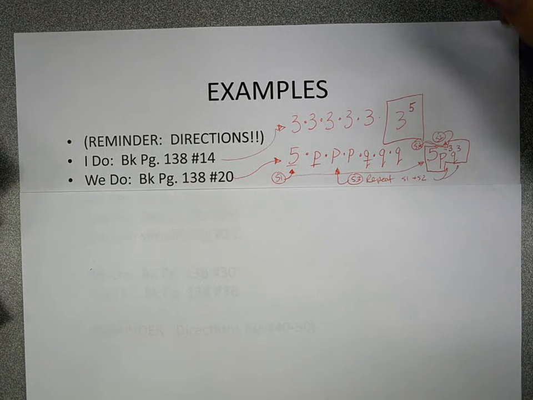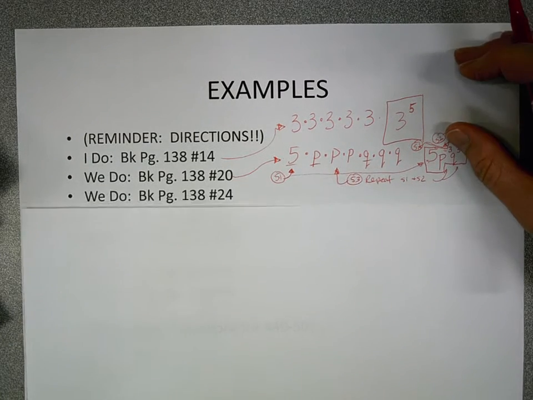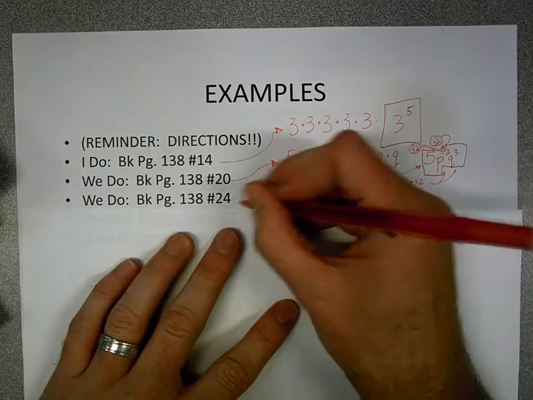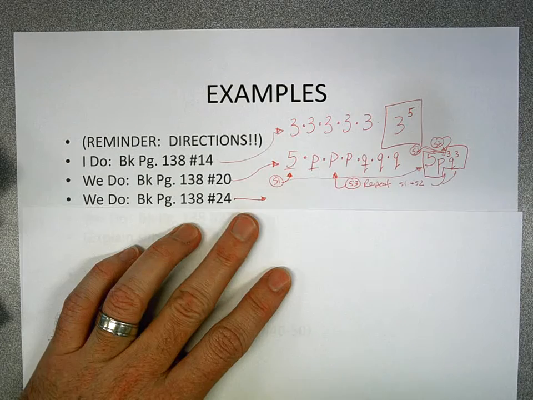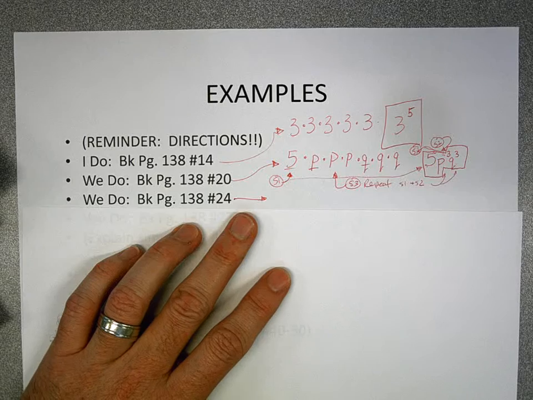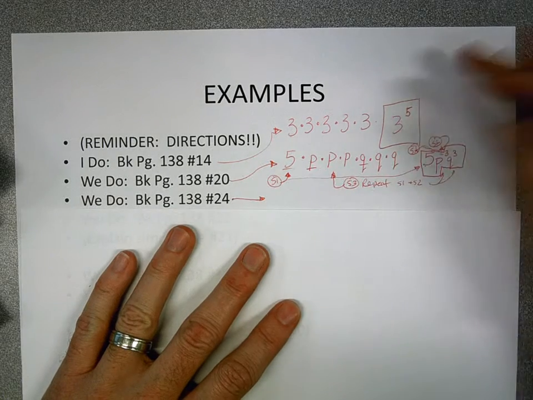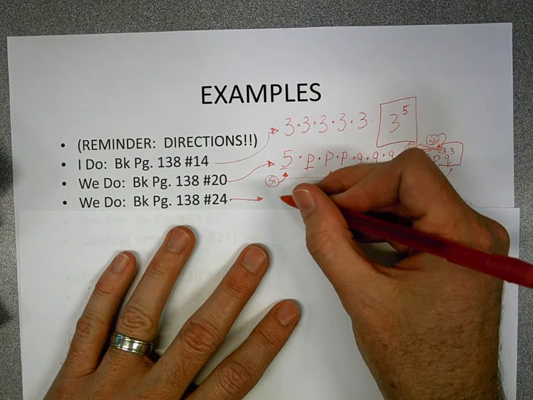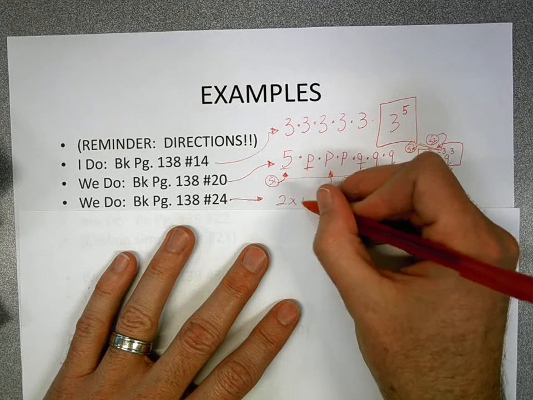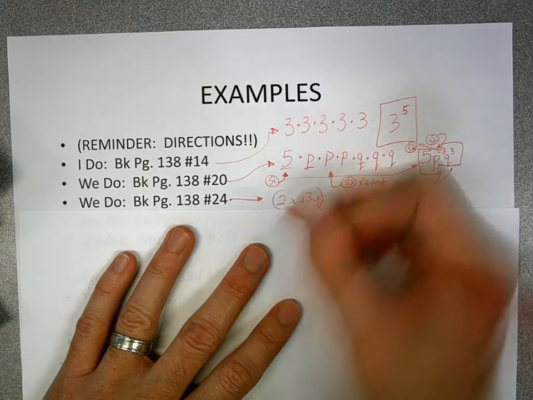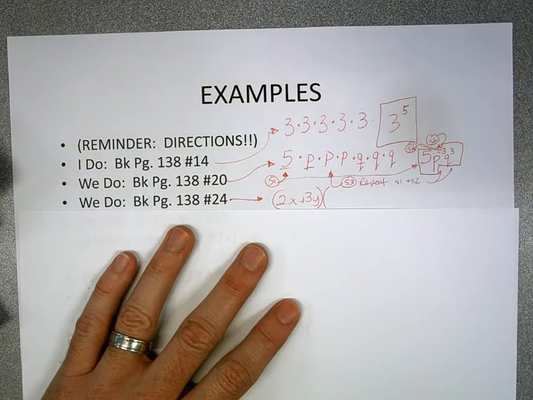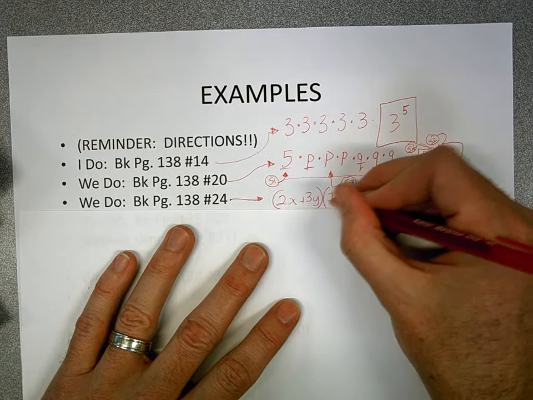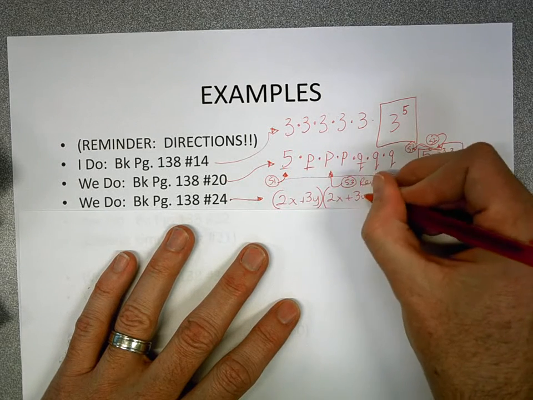Now, I usually would give you another one to do, but here's what I want to do. I want to do another one with you guys. So let's do another one of our homework problems. Let's go a few down. It's number 24. Number 24 is 2x plus 3y, in parentheses, and then the next set of parentheses would also be 2x plus 3y.